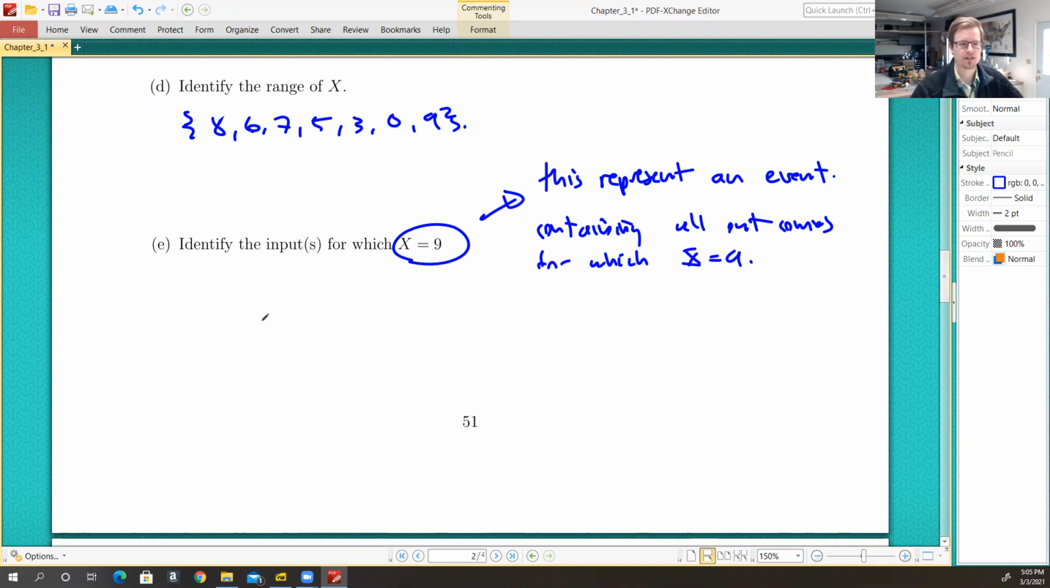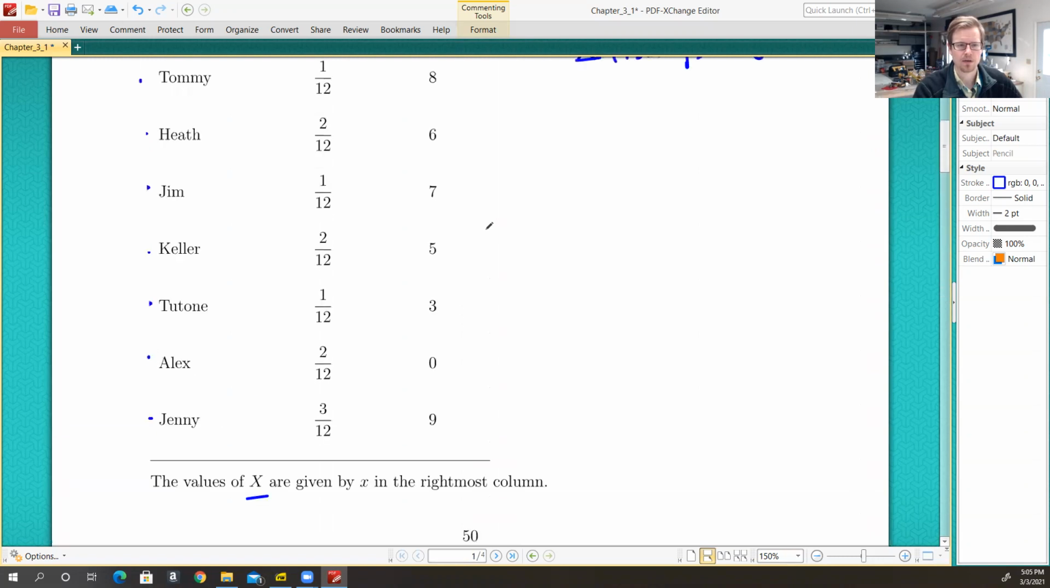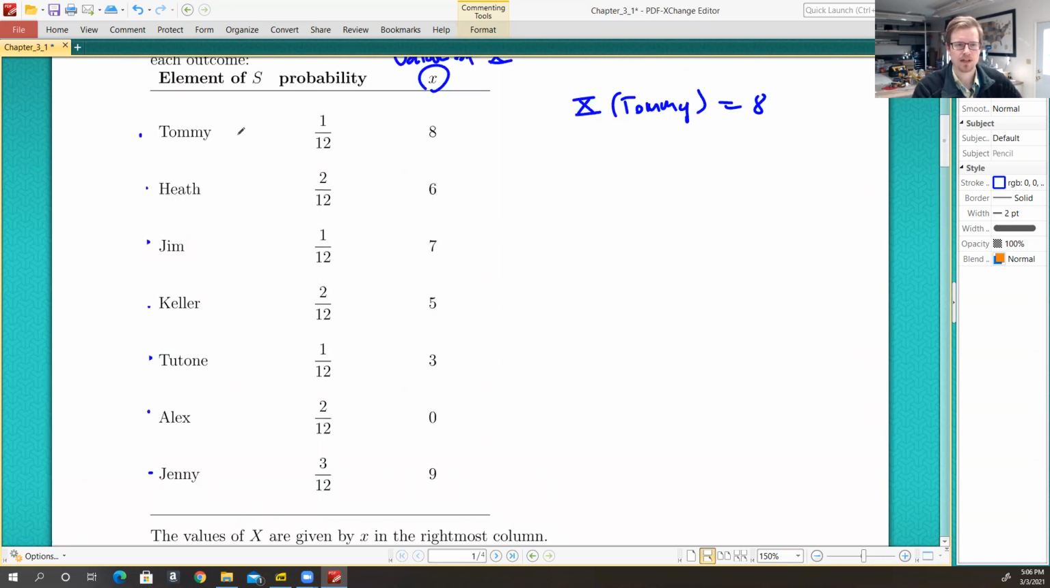Excellent. So in this case, we're just looking at Jenny. That's all that we have. That's the only outcome element of S. S is a sample space, so it's the outcome of the experiment. It's the only outcome for which the random variable is taking on the value 9.